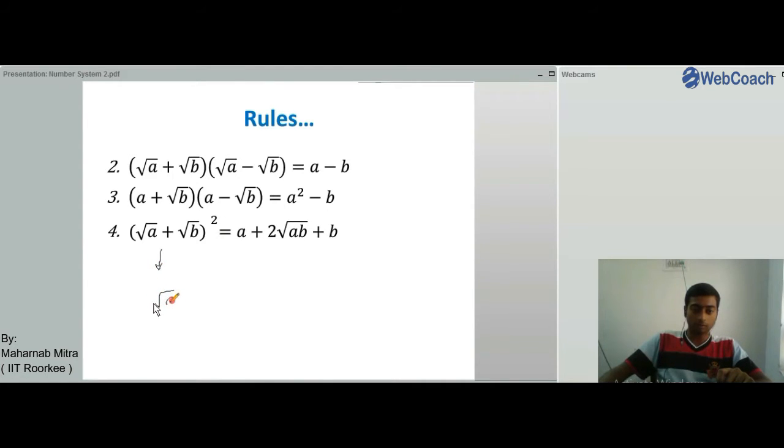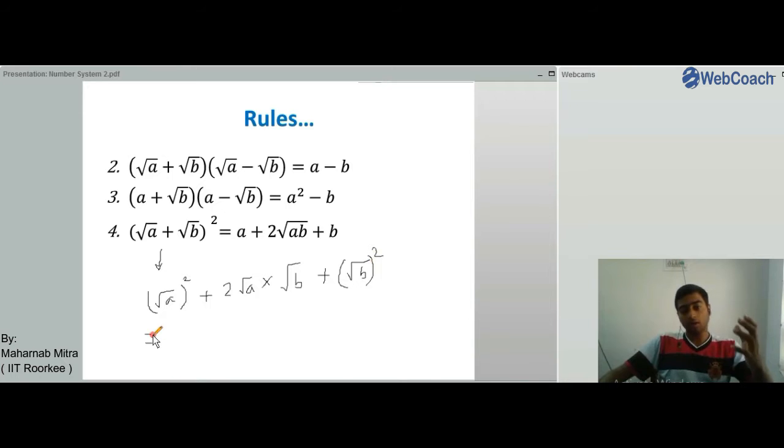What we should get is square root of A, whole square, plus 2 times square root A times square root B, right? 2AB, and we should get here plus square root of B, whole square. We should get square root of B whole square, right?